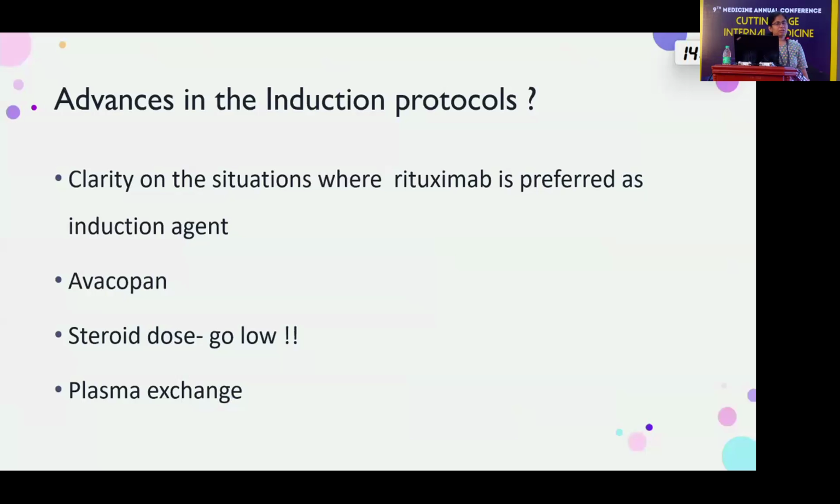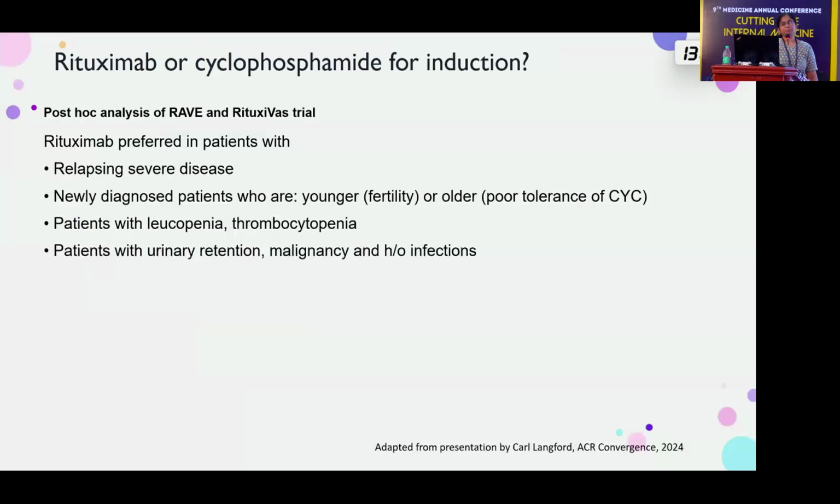So first, look at the induction. What is the change that has happened over the last decade as far as the induction agent is concerned? You have clarity on situations wherein you can use rituximab as a preferred agent as compared to cyclophosphamide. Avacopan has made its way as one of the drugs given in lieu of steroids in patients with these conditions. Then there is always a move towards going low on the dose of steroids, and what has happened to plasma exchange.